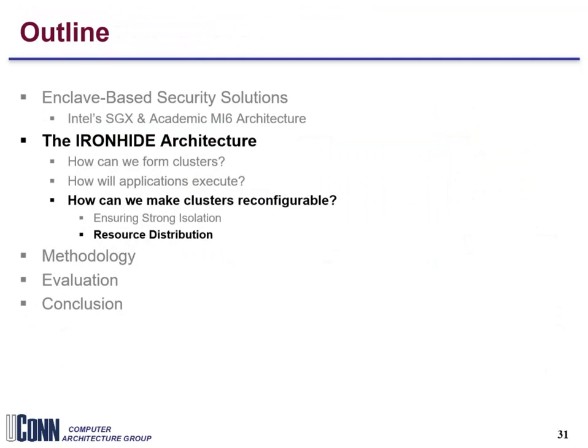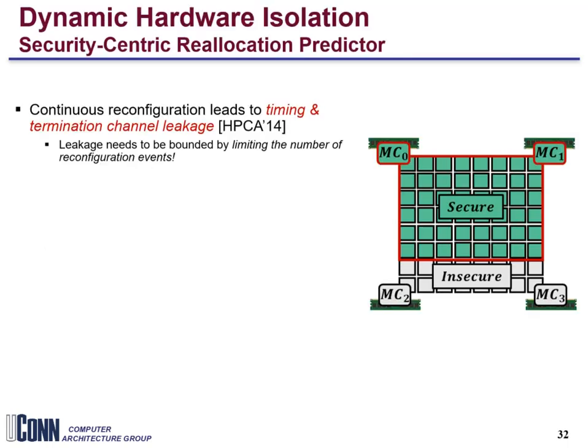Now, the next essential step is to figure out how many core level resources must be reconfigured across clusters to enable load balance performance in IronHide. In IronHide, dynamic hardware isolation enables a reconfiguration capability to load balance clusters. However, we need to be a bit careful over here, as the continuous reconfiguration of resources reveals information about the secure process to the adversary via the timing and termination channels. This leakage can be bounded by limiting the number of reconfiguration events.